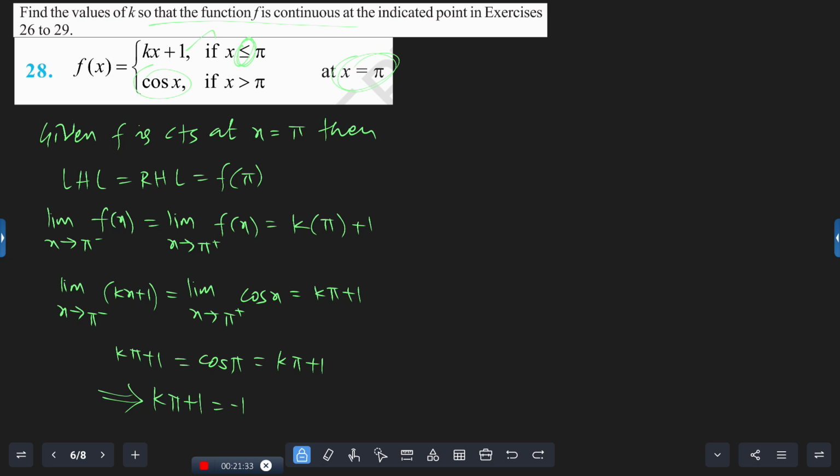So minus k pi is equal to minus 1. This plus 1, when you send it to the other side, becomes minus 1 again. So k pi is equal to minus 2. Then k is equal to minus 2 divided by pi. This is my required value of k for question number 28.